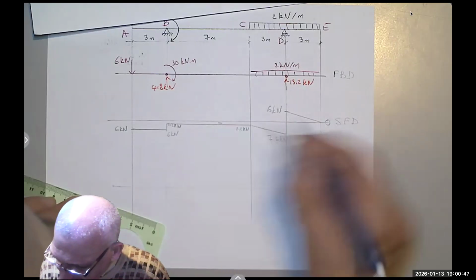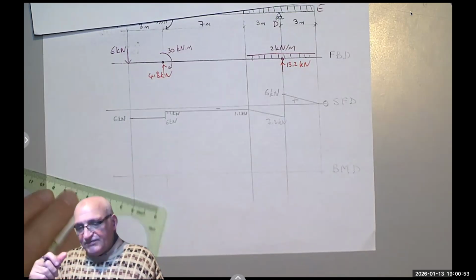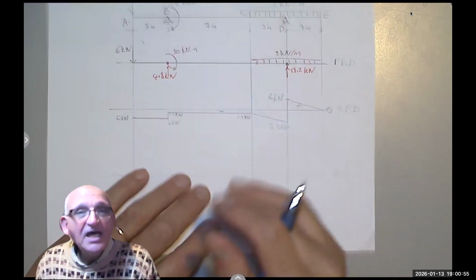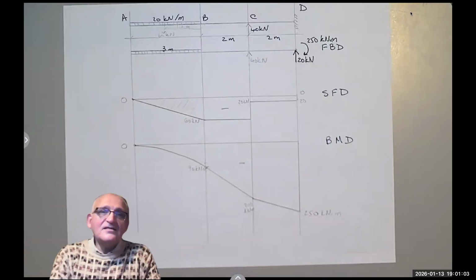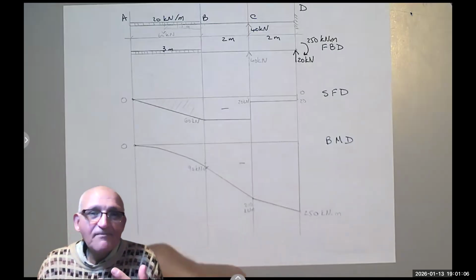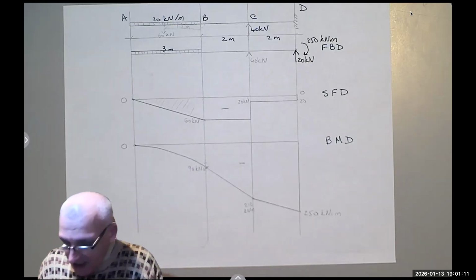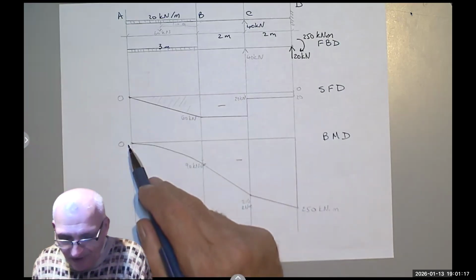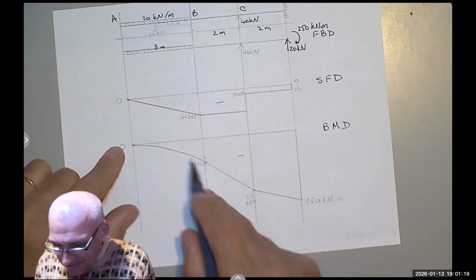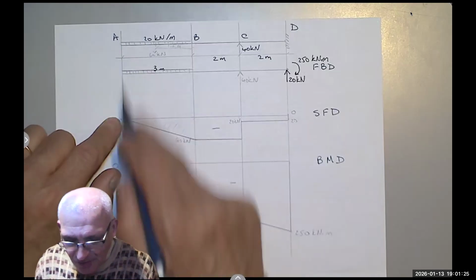This is a negative shear. That's a positive shear. Something I didn't mention in the previous example, but it's worth mentioning. You know that if the slope equals 0, that's usually what? Extreme value, either a maximum or a minimum. I'm sorry, the shear was 0, so the moment has to be either maximum or minimum.